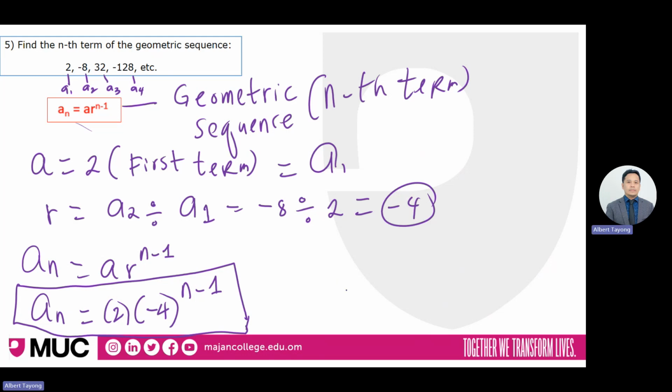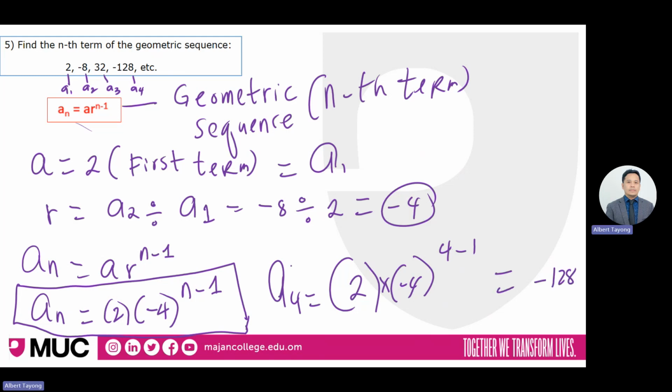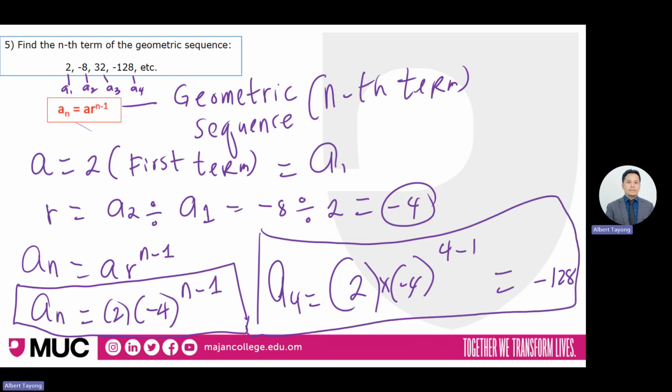So it means that 2 times negative 4 raised to the power of 4 minus 1, because that is our A sub 4, will be equal to negative 128. You can check this in the calculator. Okay? So the nth term is also called the general term. It is the formula that can be used to find any of the terms in our geometric sequence here.